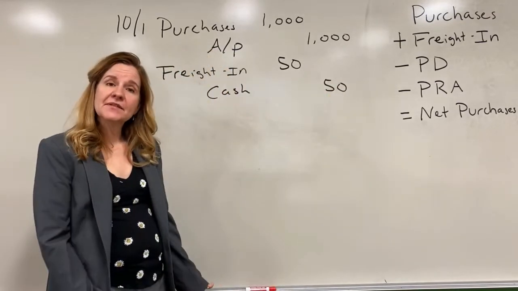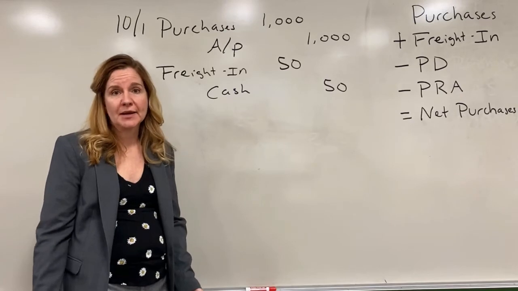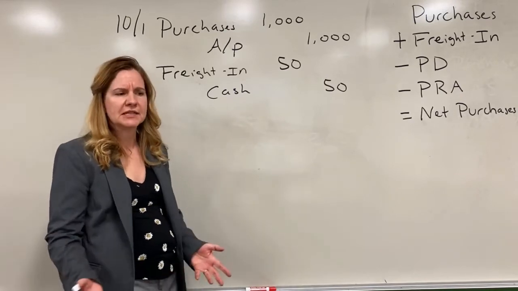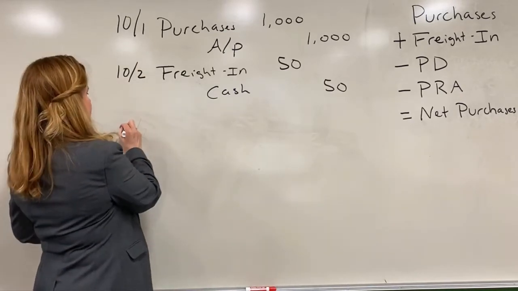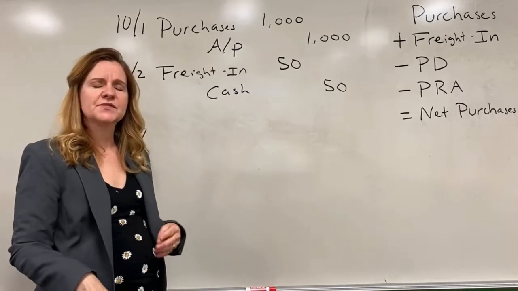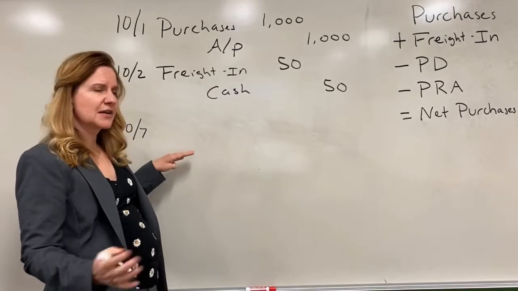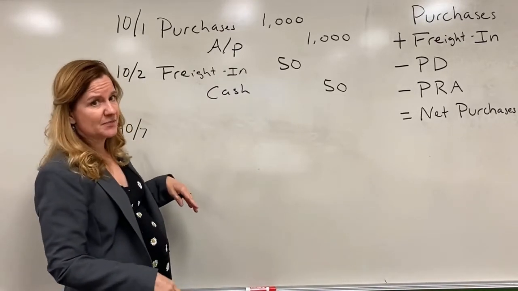On October 7th, we are going to return some of the merchandise to our supplier. Something may have been wrong with it and we're sending it back. So on October 7th, we haven't paid for this merchandise yet, so the supplier would have sent us a credit memo. So we're reducing the amount that we owe. We're not actually getting a refund because we haven't paid for it yet.